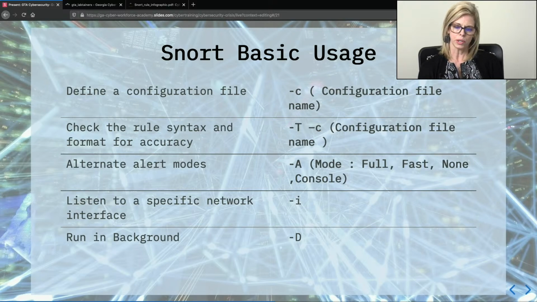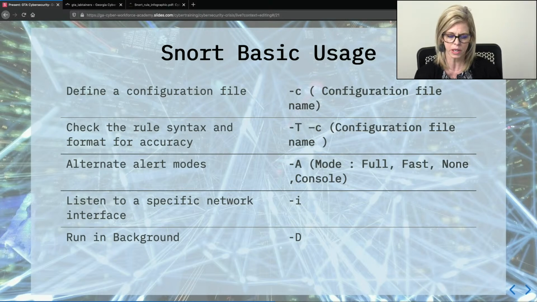The alternate alert modes you can see with the -A, and that is a capital A. If you want to have Snort sniff packets on a specific interface, you're going to use the -i from the command line. And Sarah talked about this morning your ability to background a specific process. You can run Snort in the background and have it sniff packets using the capital -D command.